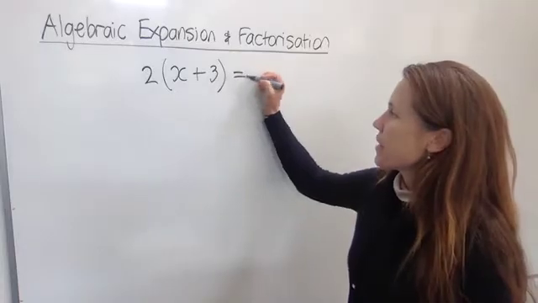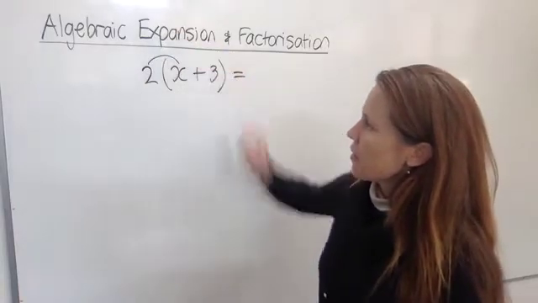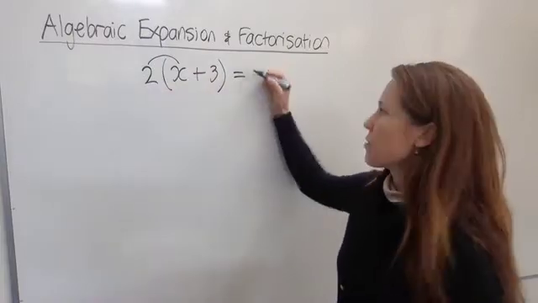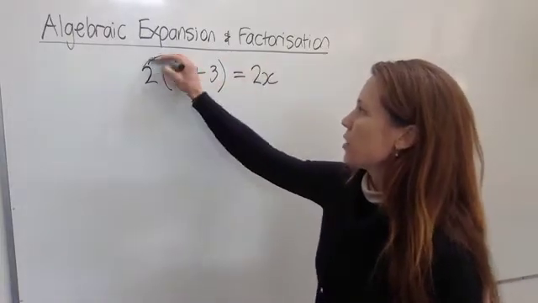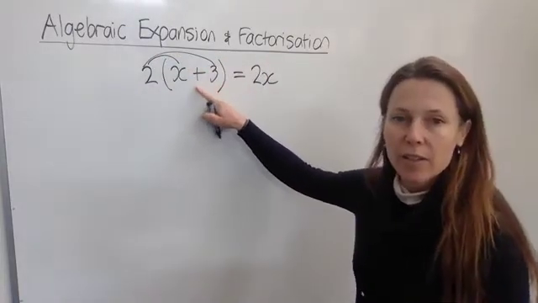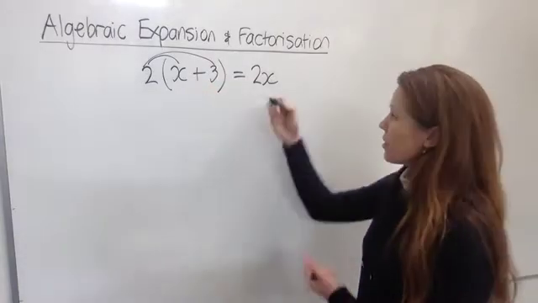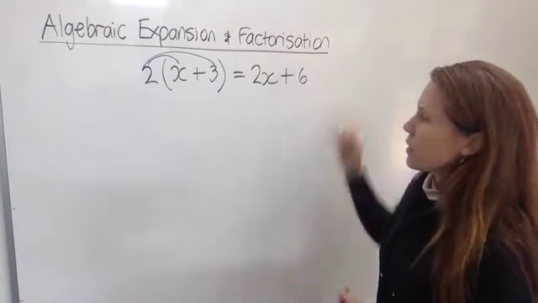So to expand this out, it's handy to use little lines here to show what you've already done. We need to do two lots of x, which is 2x, and two lots of plus 3. Notice that the plus here is telling you that this is a positive 3, and that gives us 6, positive 6, so that gives me plus 6.